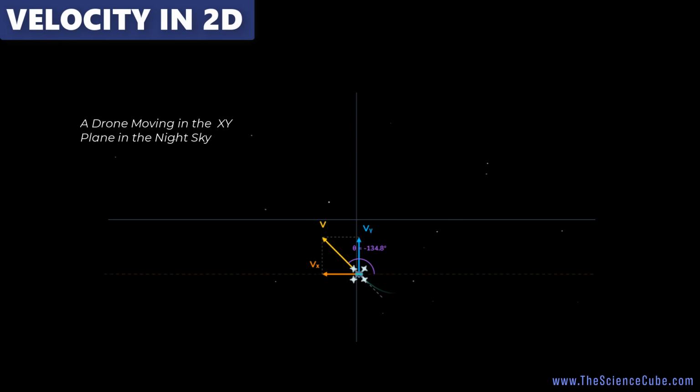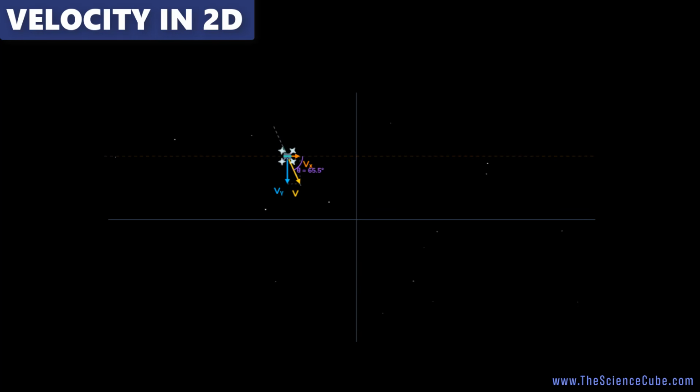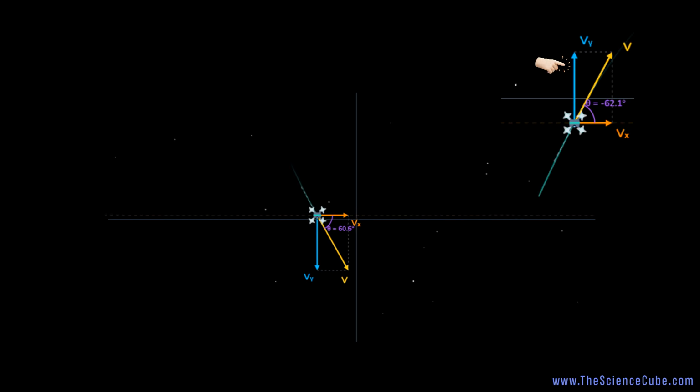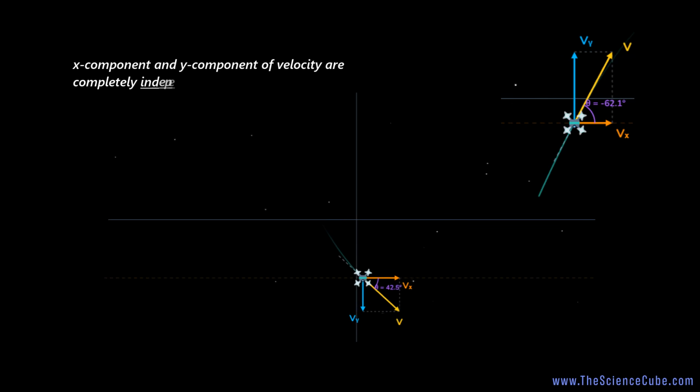So, this lesson explores the idea of velocity in two dimensions. And quite like velocity in one dimension, it is a vector in two dimensions as well, with the only difference that now, in addition to x component, it has a y component also. And here, the x component and y component of velocity are completely independent of each other.